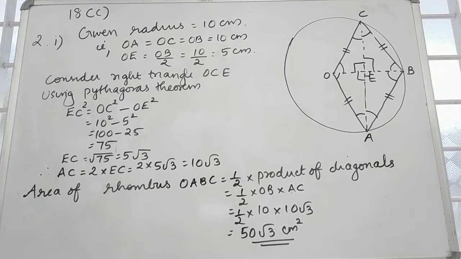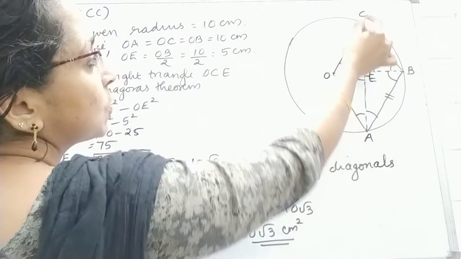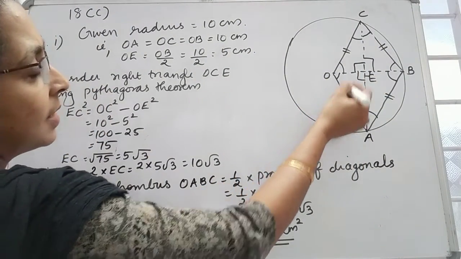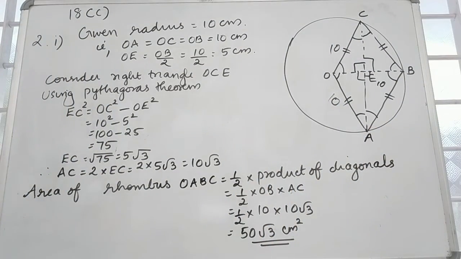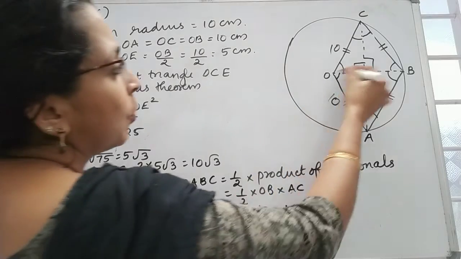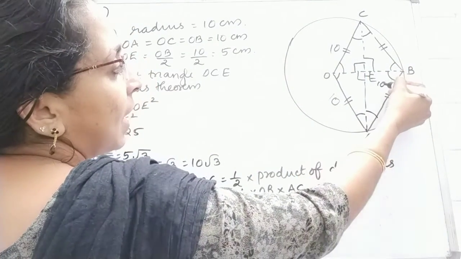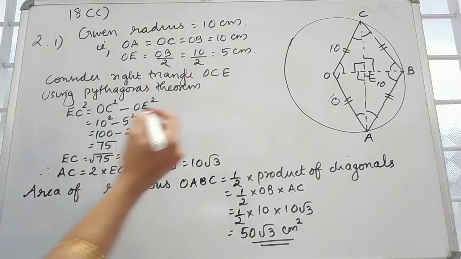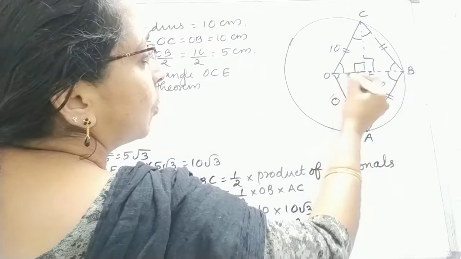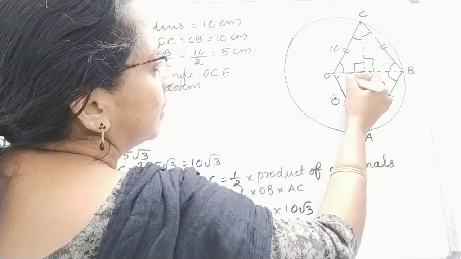Given the radius is equal to 10 cm. So OA is the radius, OB is the radius, OC is the radius, each of 10 cm. OB is 10 cm. Now we discussed the properties, so we can say that OE will be half of OB. OB is 10 cm, so 10 divided by 2 will be OE. So OE is equal to 5 cm. I am shading this as 5 cm.